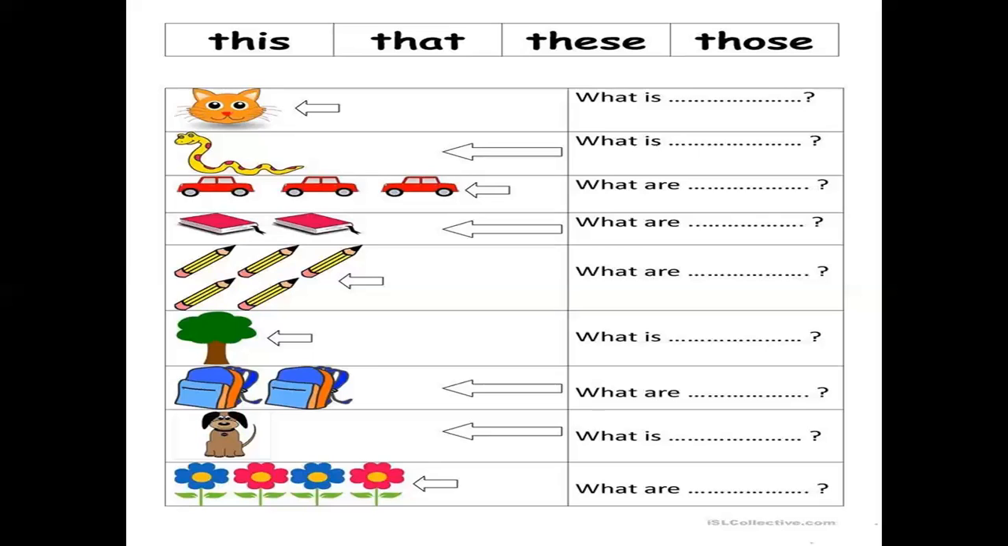Let's move on to the fourth question. Yes, you can see there are two books here. Those books are far from us. So what you have to use is what are those? Okay, children, I hope that you can do the rest of the activity now.